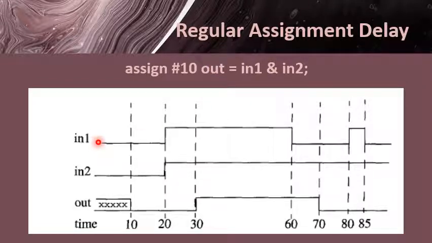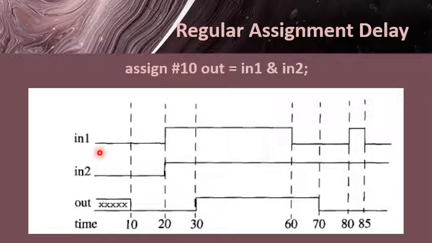The working of this assignment is depicted in this waveform. These are the two signals, in1 and in2, the input signals, and the waveform gives the values they take at different times. It's the timing diagram. Now we are supposed to analyze the output for this assign statement. At time t equal to 0, in1 and in2 are both 0.